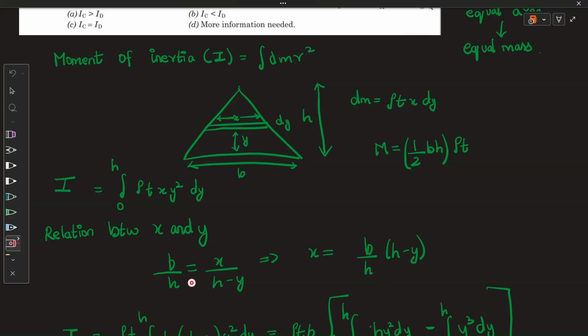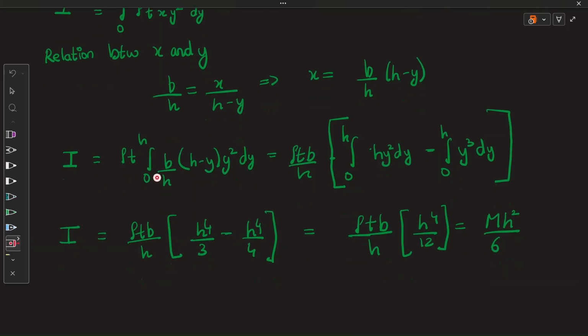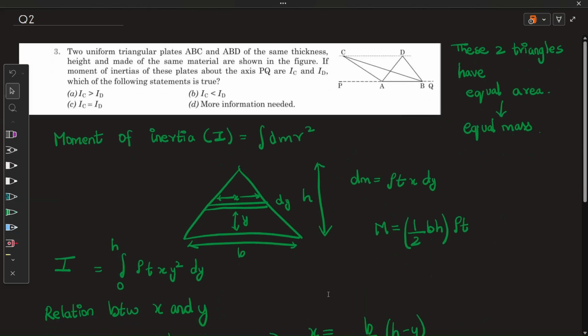If I apply similarity of triangles, I get b by h equal to x by h minus y. So x in terms of y. If I substitute it here, I will get the moment of inertia. So I is nothing but rho t into integral of 0 to h, b by h into h minus y into y square dy. Upon integrating it completely, what I get is mh square by 6.